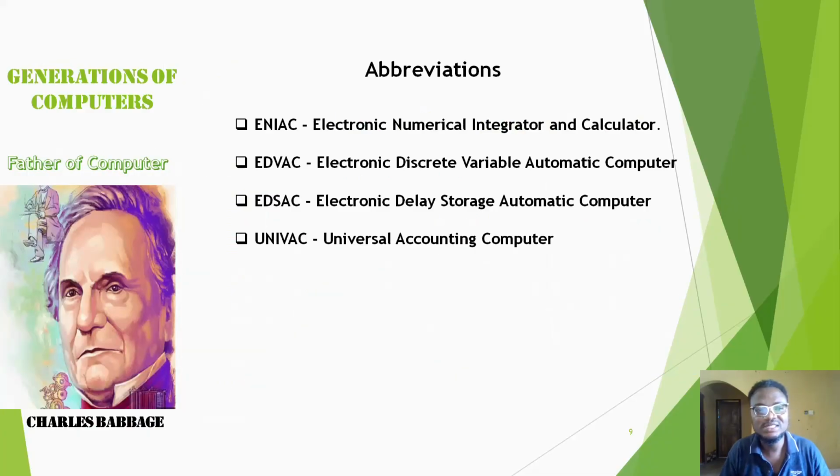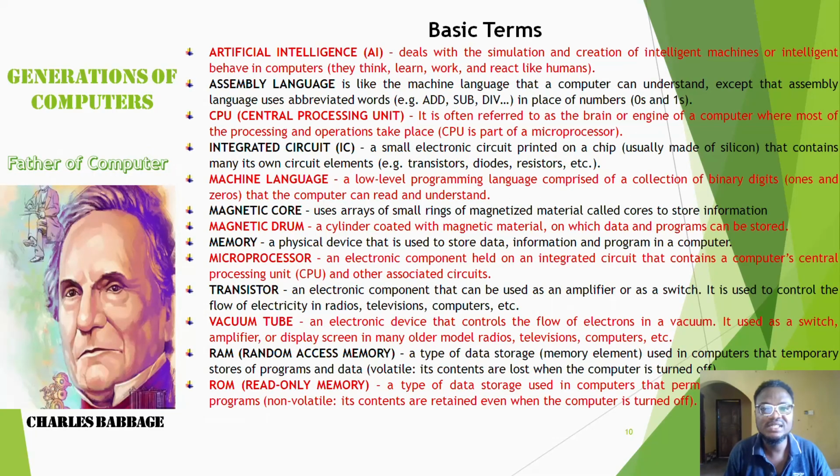Then, some of the abbreviations used in this video are ENIAC, EDVAC and EDSAC and all those things. You can look at those and check. Then the basic terms that you need to learn, which are some of the things used in this video: artificial neural network, assembly language, CPU, central processing unit, integrated circuit, machine learning, machine language, magnetic core, magnetic drums, memories, microprocessors, transistors, vacuum tube, random access memory, which is the RAM, and read-only memory, which is the ROM.